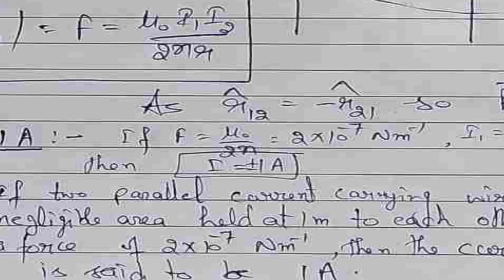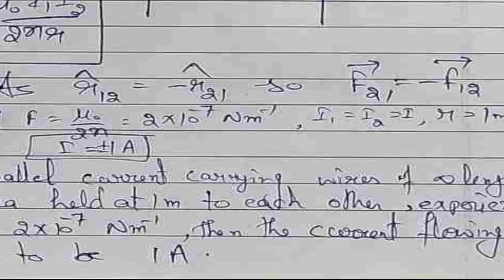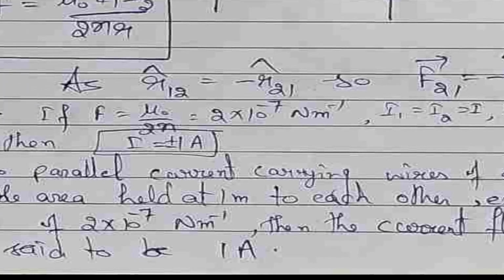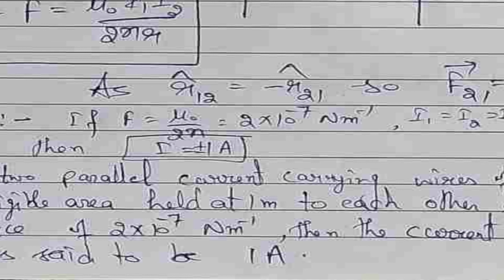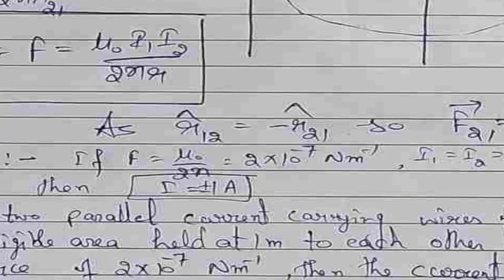Let us define the SI unit of current. You know, it is a fundamental unit and it has the unit of 1 ampere. Let us say F is mu naught upon 2 pi, or 2 into 10 raised to power minus 7 newton per meter, I1, I2 is equal to I, R is 1 meter. Then the current will be equal to 1 ampere. Use this relation: F is equal to mu naught I1 I2 upon 2 pi R.